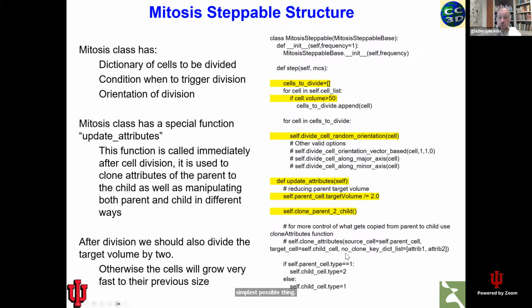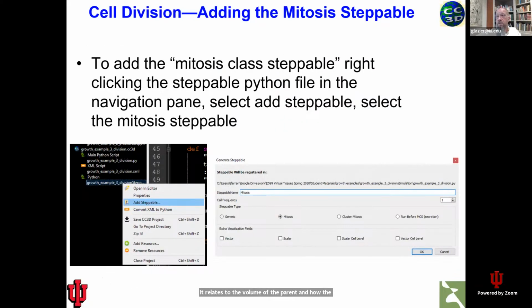You can control what's copied, what isn't copied. You can change individual things like cell types, for example, but that's the basic structure. You decide what cells to divide, you put them in a list, you iterate over that list, you do the division, and in update attributes, you decide how the volume of the child relates to the volume of the parent, and how the properties of the child relate to the properties of the parent. And that's really critical.